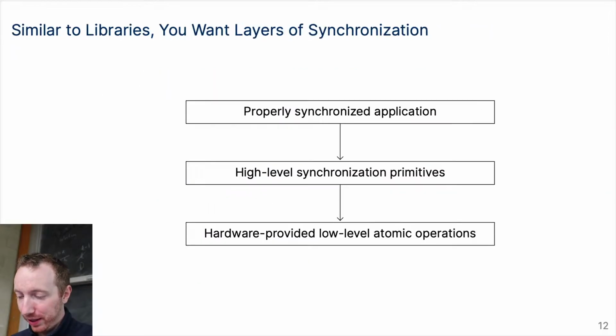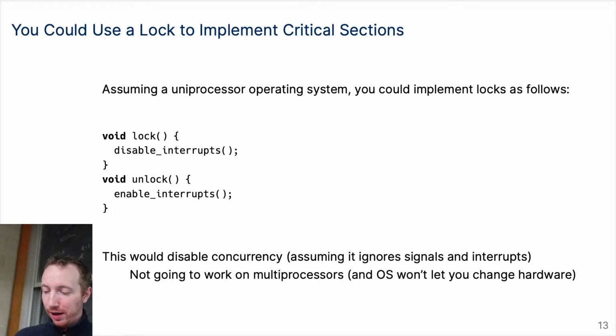Okay, so let's see what we could do to implement a lock. To implement a lock, if we have just a uniprocessor system with one single core, then our only source of concurrency is interrupts. So if we want to lock something, we just disable concurrency, and you can disable concurrency by disabling interrupts.